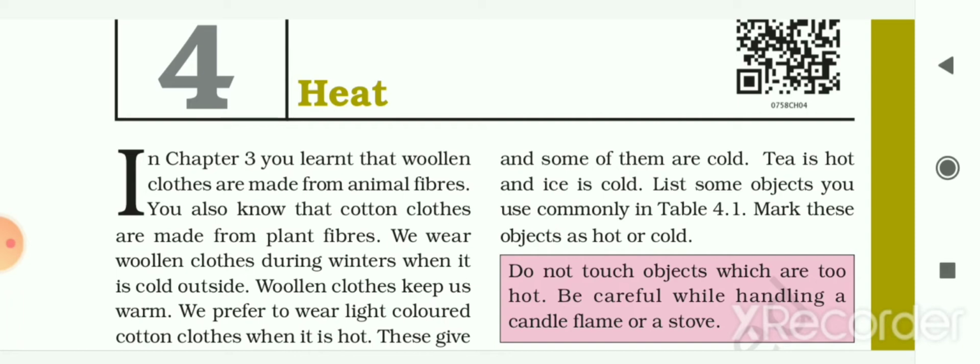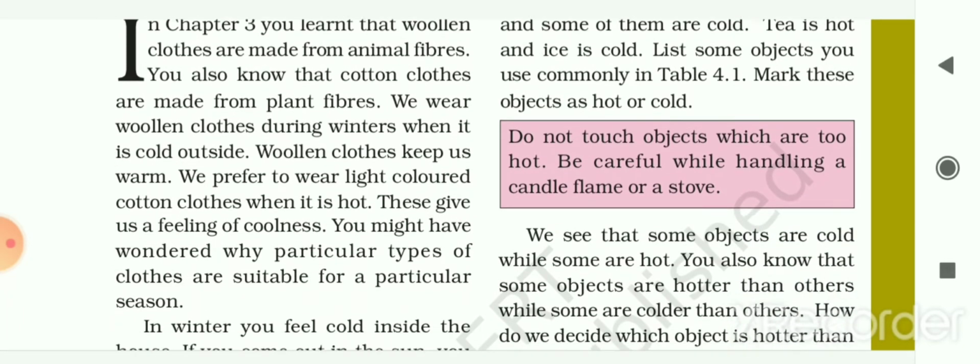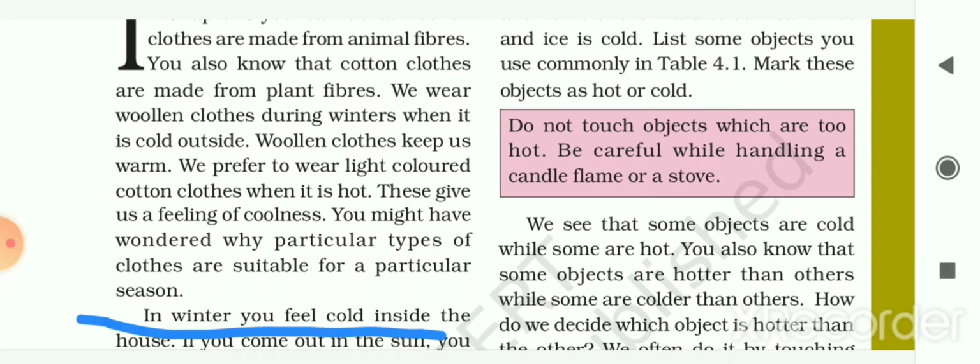So in chapter 3 you have learned that woolen clothes are made from animal fibers and cotton clothes are made from plant fibers. We wear woolen clothes during winters when it is cold outside. Woolen clothes keep us warm, and we prefer to wear light color cotton clothes when it is hot. This gives us a feeling of coolness. And you might have wondered why particular types of clothes are suitable for particular seasons.